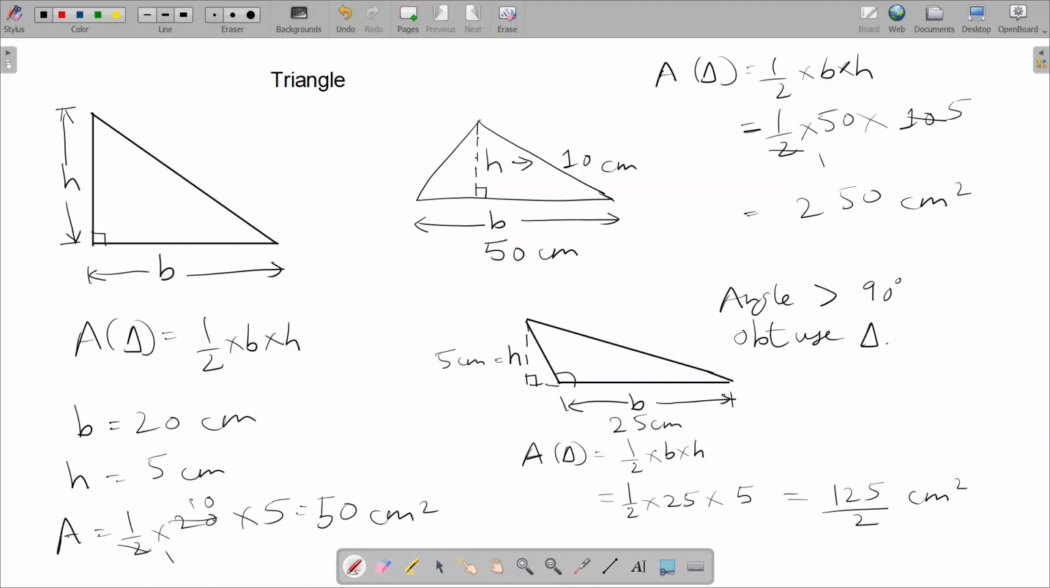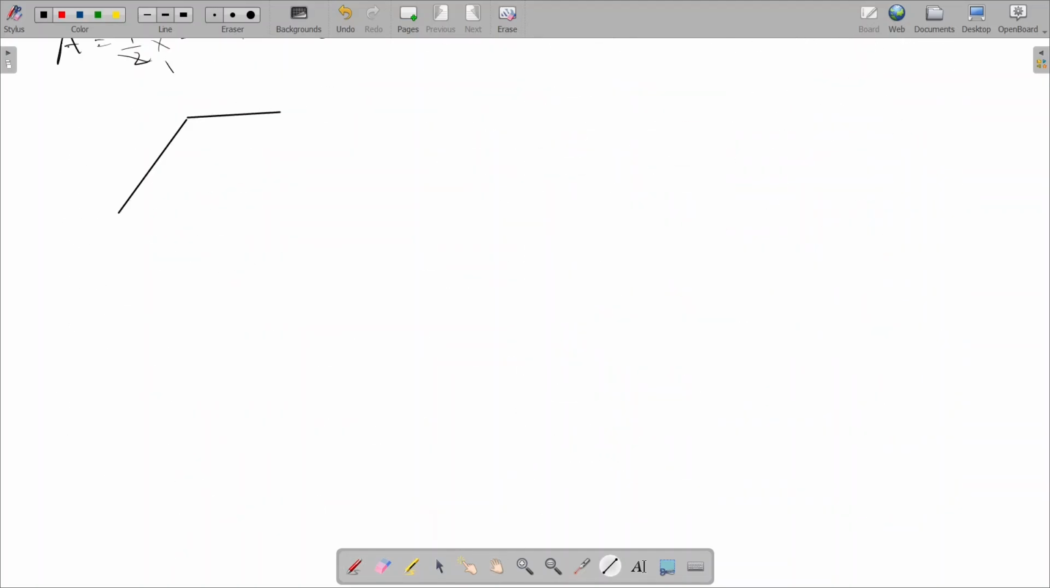Now this is the standard formula. Area of triangle is what? Half into base into height. You will find this in many places. You have to apply this formula in most of the cases. But sometimes you can't apply this formula over here. So they will give you sides of the triangle.